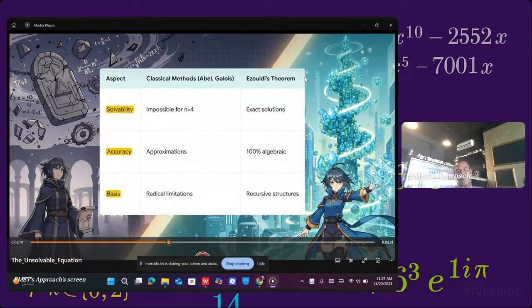So you can see this created a really clear divide. On one side, you have the classical methods, Abel, Galois, saying, nope, it's impossible. We have to use approximations. And on the other side, you have this new approach, Azuidi's theorem, that comes along and says, actually, we can get 100% exact verifiable solutions. And it does it by building on totally new foundations, things like recursive structures and hidden symmetries.